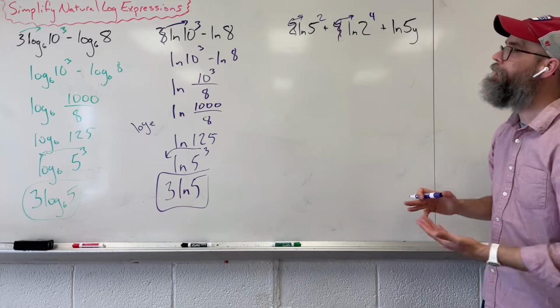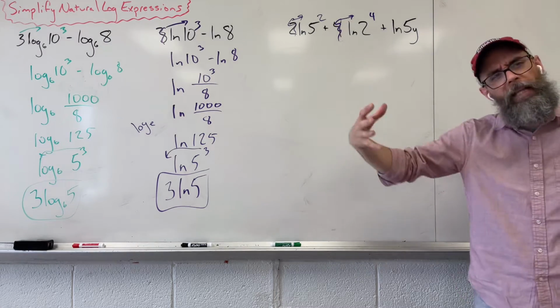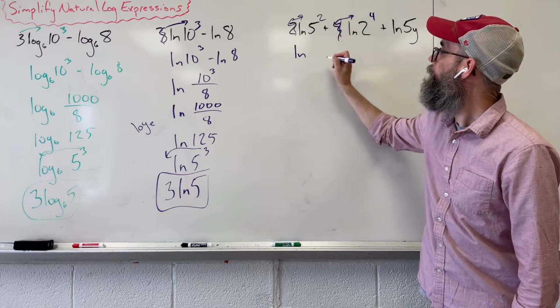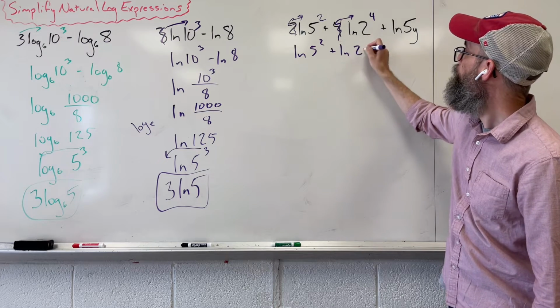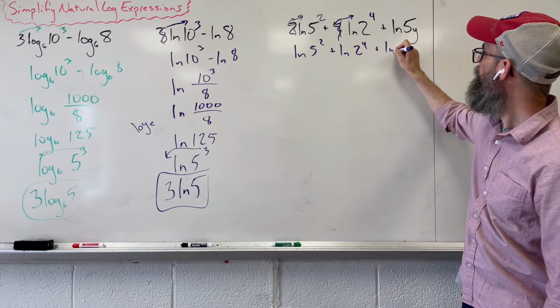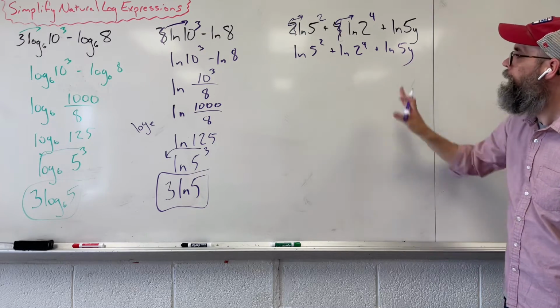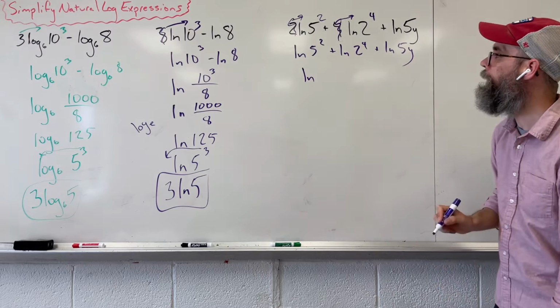Now, why are we moving this exponent first? Because I want to make sure all the logs are the same so I can combine like terms. Now we're left with ln of 5 squared plus ln of 2 to the fourth plus ln of 5y. What's that going to do? Well, let's see. Now all of our logs are natural logs, so we rewrite ln.